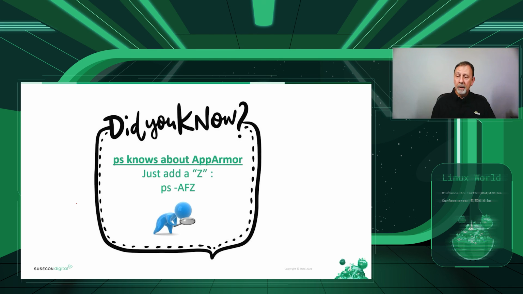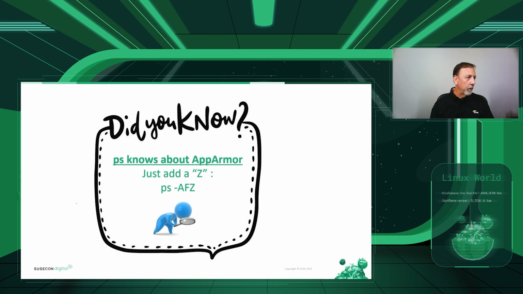Also, you probably didn't know this. One of our most favorite commands is the PS command, so that we can look at the different services on our particular servers. But did you know that if you simply add a capital Z to the end of whatever PS command options you use, you will get to see a little bit of AppArmor information.